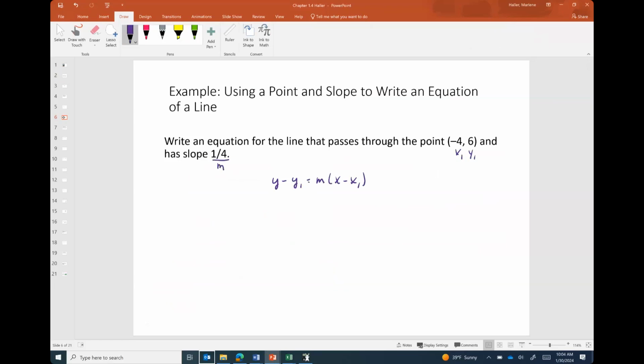All right, so plugging these values into this format, we'll have y minus 6, since y1 is 6, is equal to m, that's the slope of 1/4, times x minus, and our x1 is -4. So it'd be x minus -4. If we simplify, we have y minus 6 equal to 1/4 times x minus a -4, which is x plus 4. And there's our point-slope form.